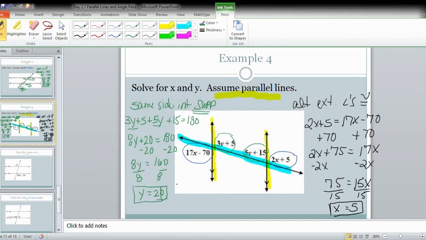Oops, sorry about that. So x equals 5, y equals 20. I stated my relationship, I set up my equation, I showed my work, and I solved my answer.